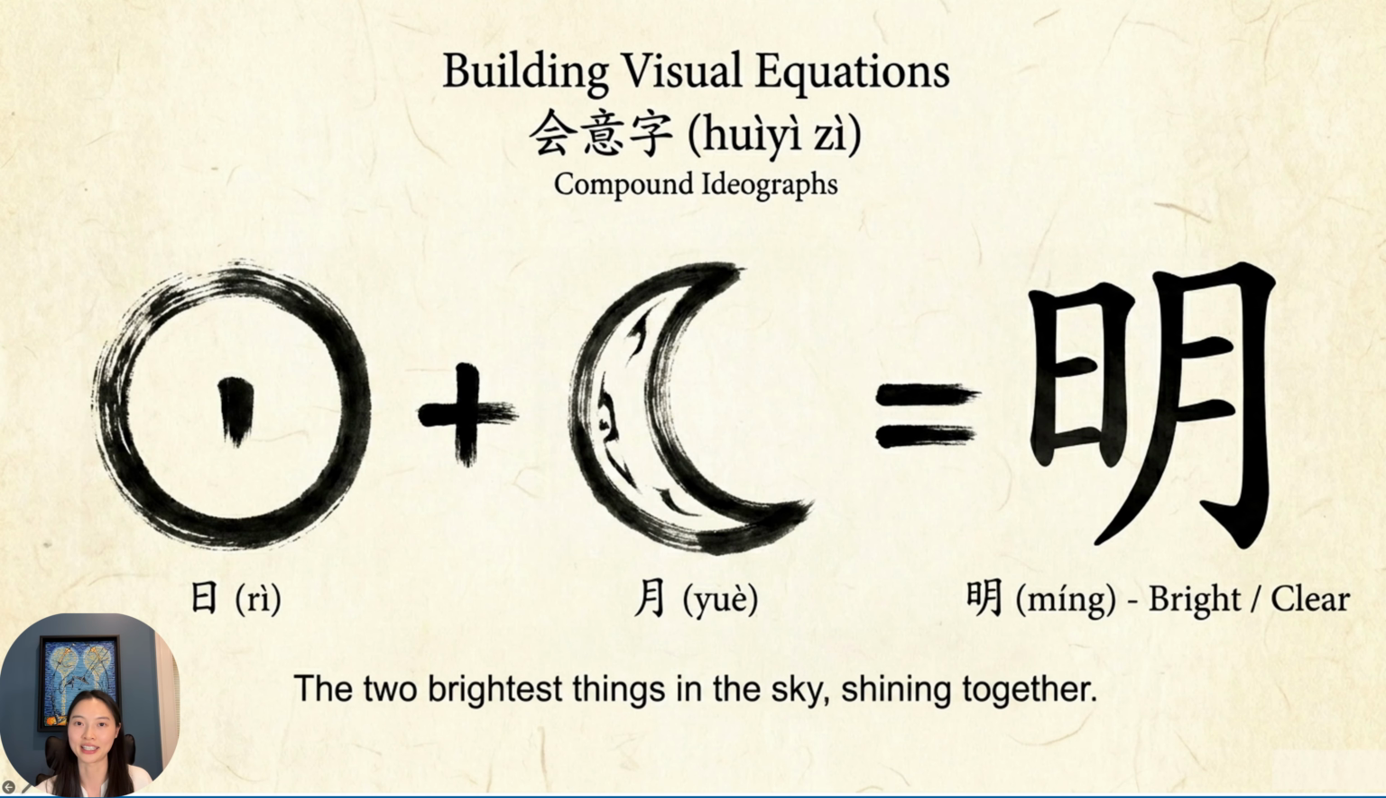Number one, 明, bright, clear. We already met this one in episode one, but let's look at it properly. 日, 月, the two brightest things in the sky combined.